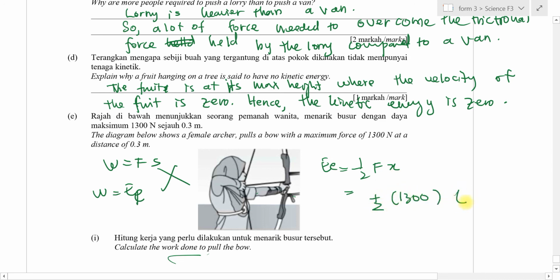300 Newton and your displacement was 0.3. So 650 times 0.3, 195 joule.